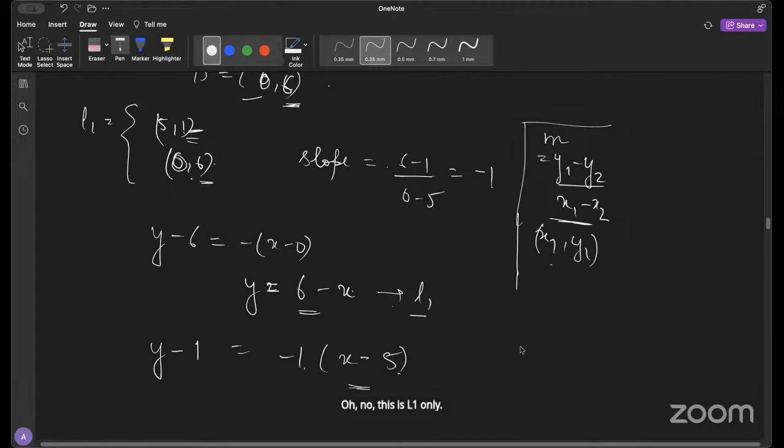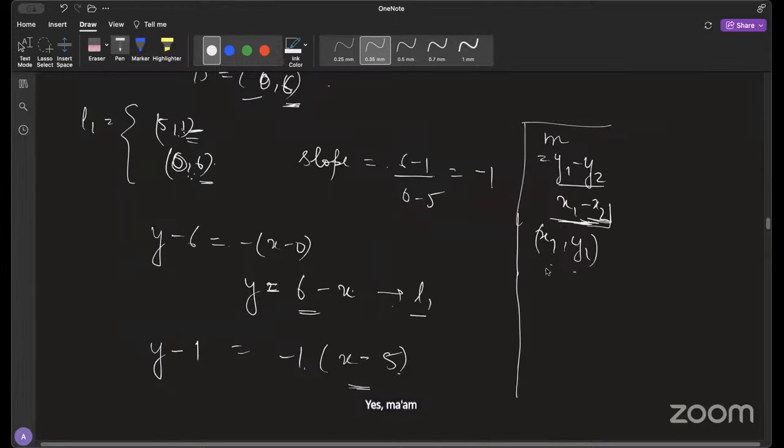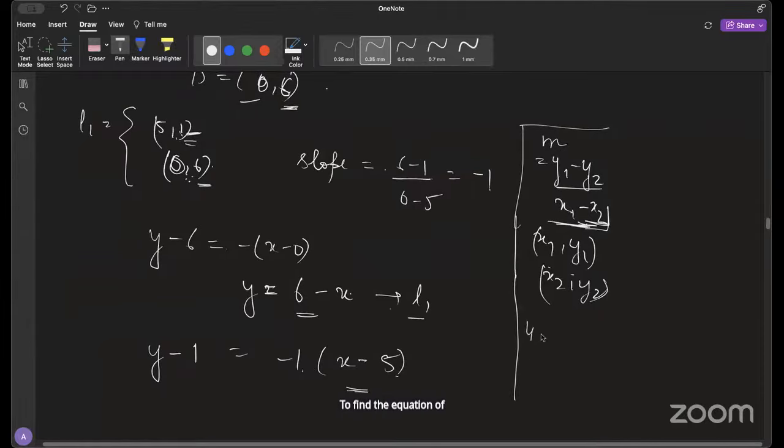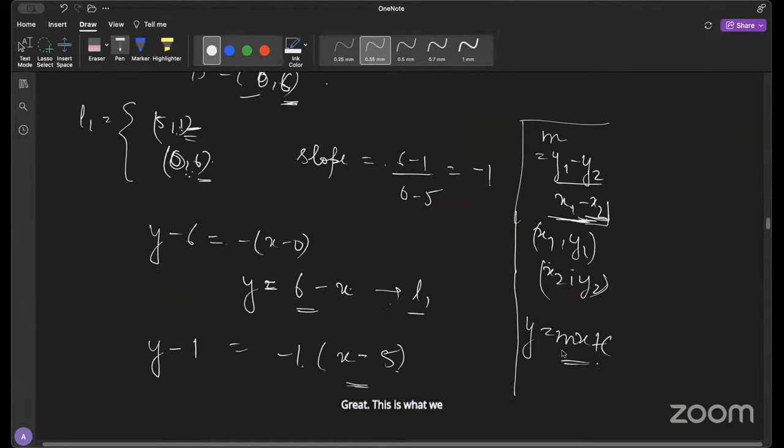What we're trying to do here is you just need the slope of the line and a point to find the equation of a line. So you have been given 2 points. Using these 2 points, you find the slope. This is the slope, right? If you have been given x1, y1 and x2, y2, this is how you find the slope of the line. To find the equation of a line, what do you need? This is the equation generally, right? This is what we generally use. So first thing you need is m, your slope. This is the formula for it. You have been given 2 points. Put them here, you'll get the slope, m.